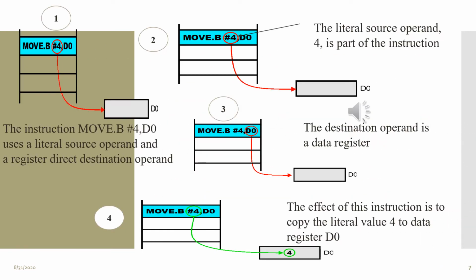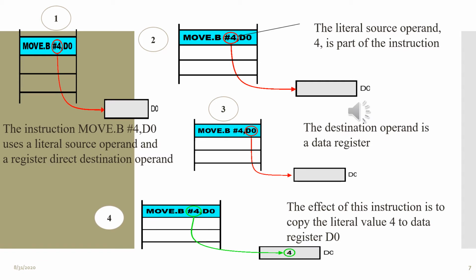Here just see the first one, move B hash 4 D0. The instruction move B hash 4 comma, that is, it is stored in D0, uses a literal source operand and a register direct destination operand. Second, here in move B hash 4 D0, the literal source operand 4 is part of the instruction.